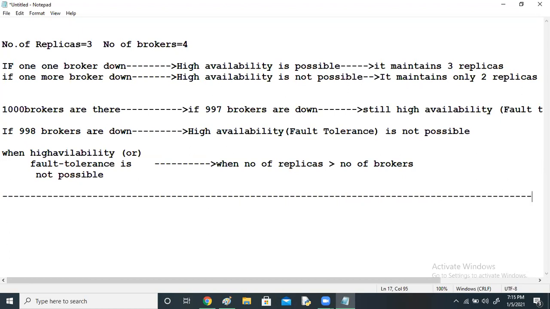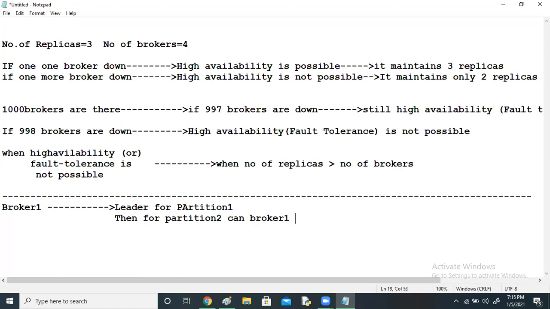One more thing: in Kafka we can have multiple leaders, and a single broker can behave as a leader for multiple partitions or as a follower. For example, broker one is the leader for partition one. For partition two, can broker one be the leader?